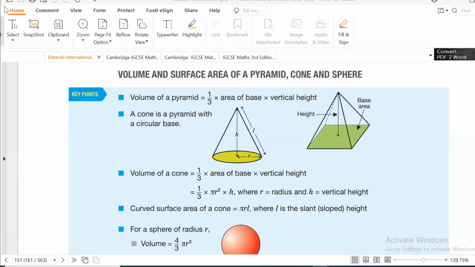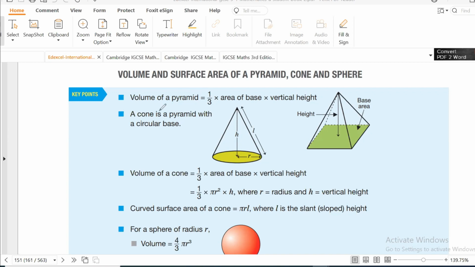Yes, viewers, today we will discuss volume and surface area of pyramid, cone, and sphere. This is part of mensuration, and we already discussed cube, cuboids, and prism. This is the continuity of mensuration.